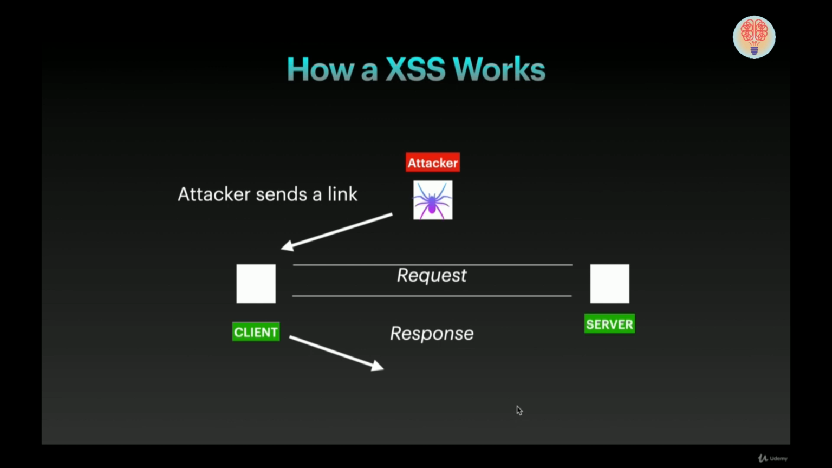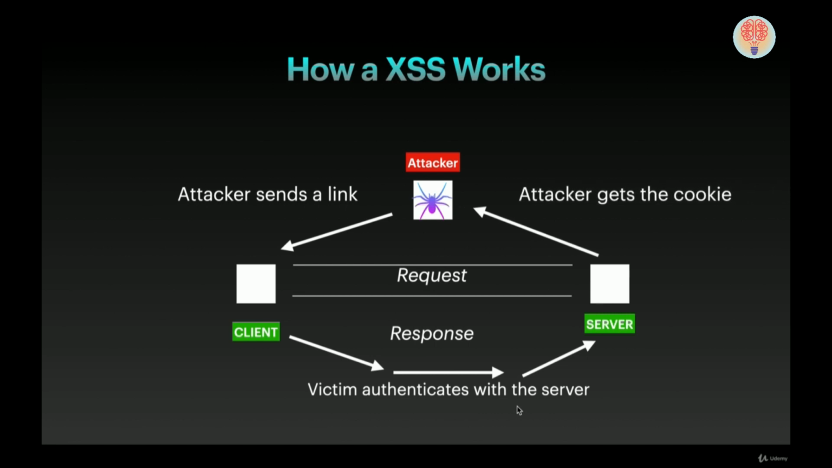The client will click on that link and the client or the victim will authenticate it with the server. Remember, the link contains the malicious payload. After the victim has authenticated with the server, it will send the cookie to the attacker. Which cookie? The authenticated cookie of the client. Now the attacker has got the cookie of the client, and now the attacker can log in as the victim or the client. So basically he is able to do an account takeover.